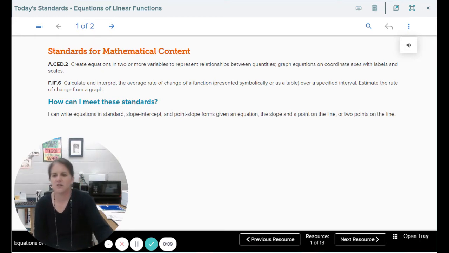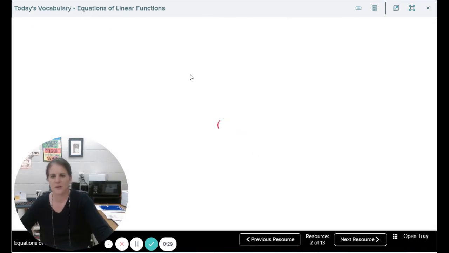We've got our standards. The way that we can go about meeting these standards is to be able to write equations in standard form, slope-intercept form, and point-slope form. Given an equation, I want you to be able to manipulate those, identify the slope, identify a point on the line, maybe 2 points depending on the situation. And let's just jump right in and get started.